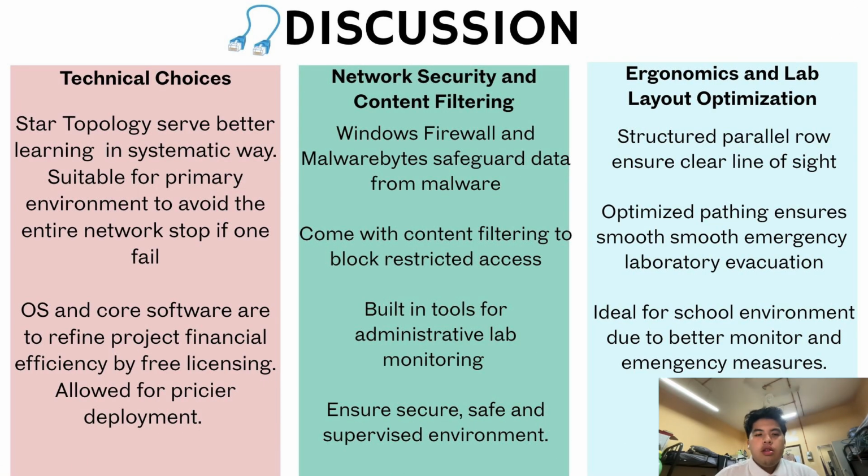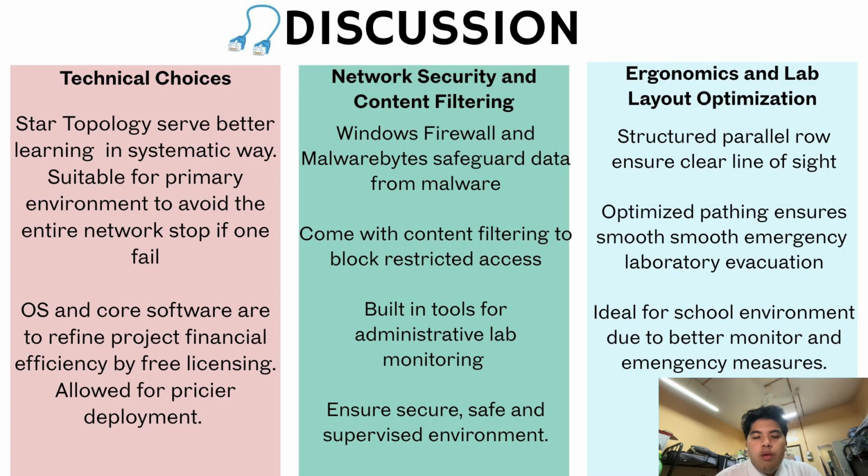Now we will discuss technical choice, network security and content filtering, and ergonomic and layout optimization. Let's first look at the technical choice. Star topology serves better learning in a systematic way, suitable for a primary school environment, to avoid the entire network stopping if one fails. The operating system and core software refine project financial efficiency through free licensing, allowing for pricier deployment such as AC units and another software such as Malwarebytes.